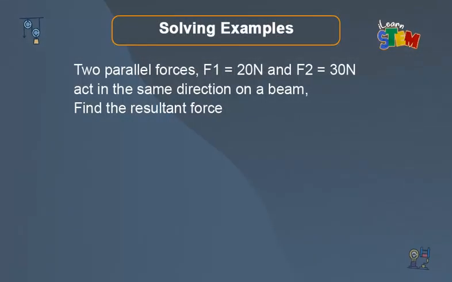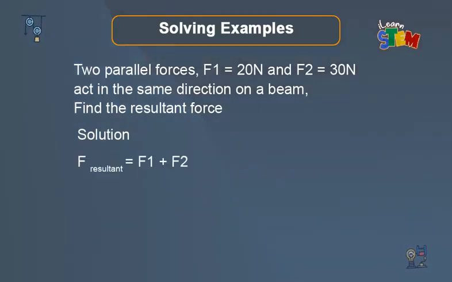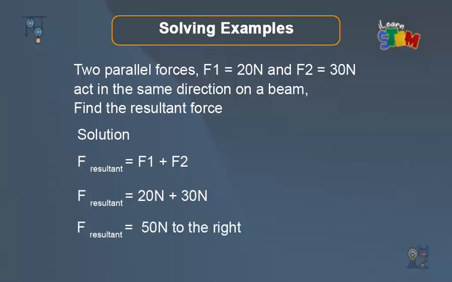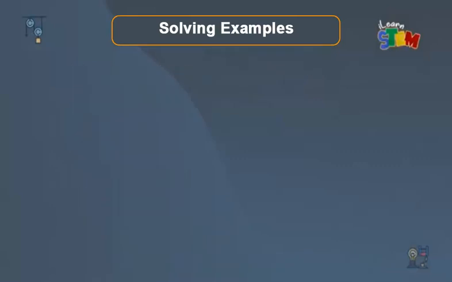To solve for like forces. Two parallel forces, F1 equals 20 N and F2 equals 30 N, act in the same direction on a beam. Find the resultant force. Solution. F resultant equals F1 plus F2, which equals 20 N plus 30 N, which gives us 50 N. The resultant force is 50 N in the same direction. You are doing great.